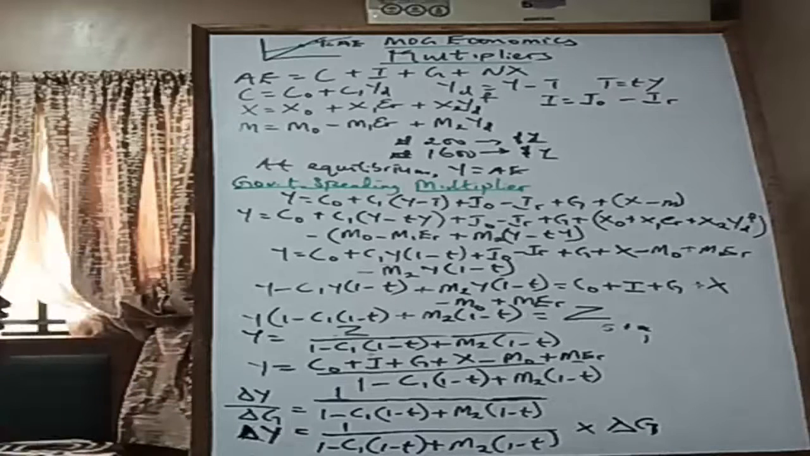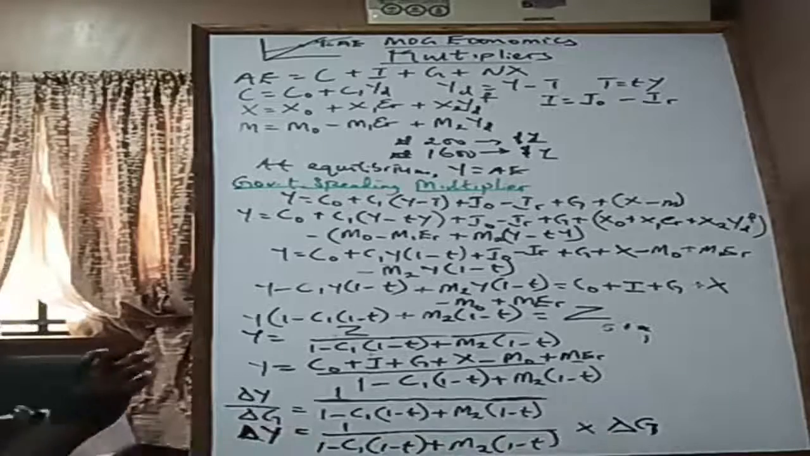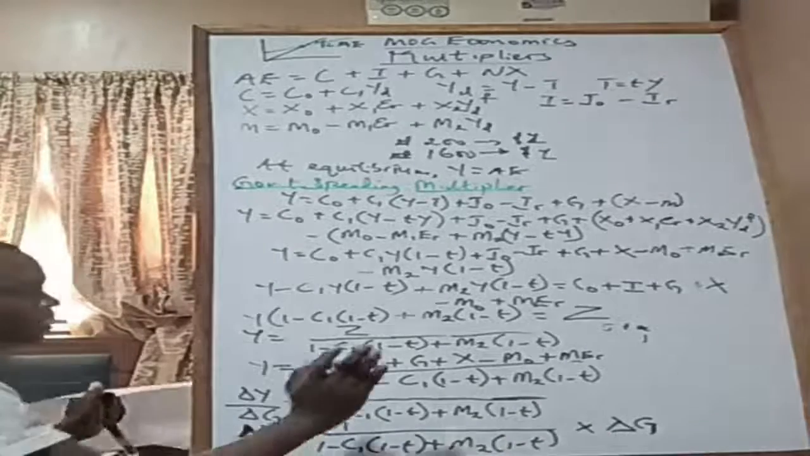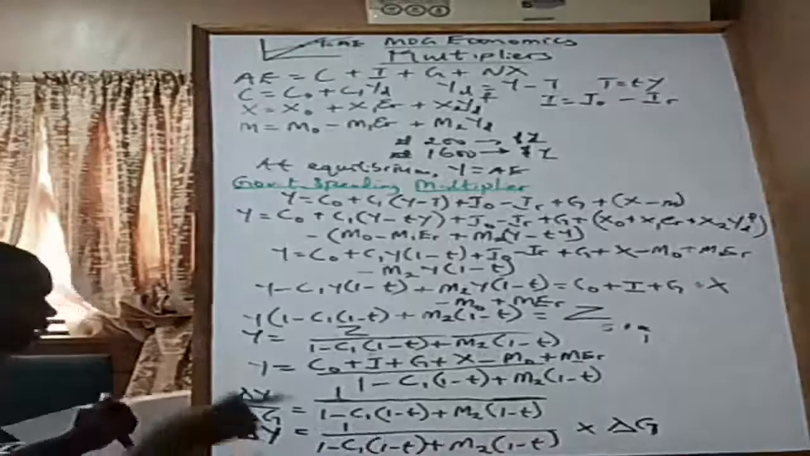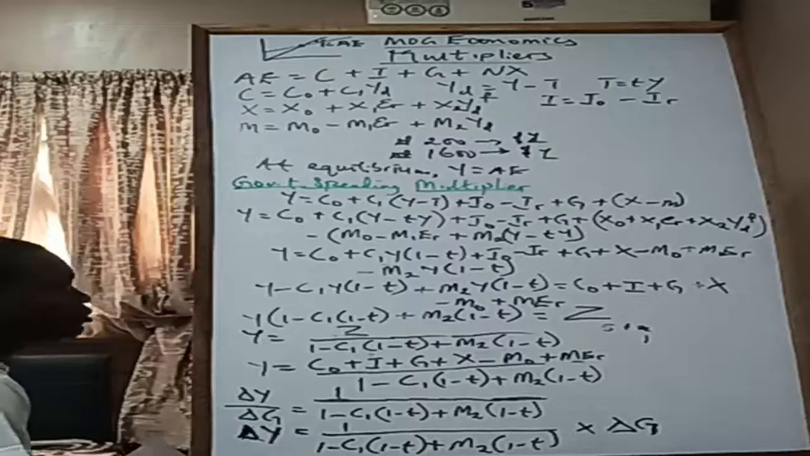So there's a positive relationship, there's no minus. All of this will give you a decimal. 1 minus that decimal will give you another decimal in the denominator, there's no minus. So there's a positive relationship between government spending and equilibrium income. That's the interpretation. There's a positive relationship between government spending and equilibrium income, right? So that's for the government spending multiplier.